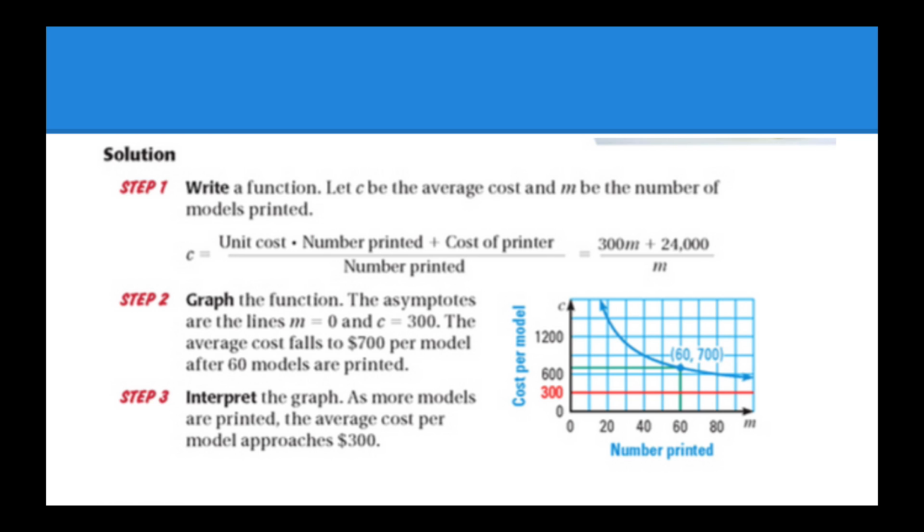So now we will just interpret the graph. As these models are printed, the average cost becomes 300. That's why all Chinese manufactured things are cheap. They print so many, which in conclusion means the average cost itself goes down.